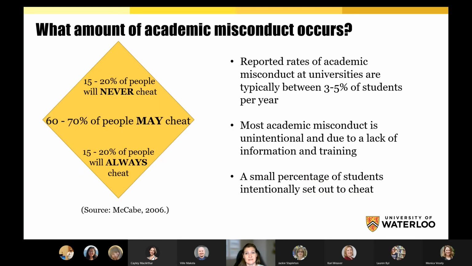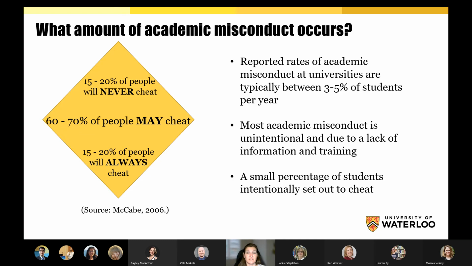You might have some questions about how much academic misconduct really occurs on campuses. In this slide, there's a diamond here, and at the top, the top portion are the people that would never cheat, and the bottom portion are the people that would always cheat. And the largest section is in the middle, and this is about 60 to 70% of people that may be swayed into engaging in academic misconduct. So this is what we would typically expect in a campus environment.